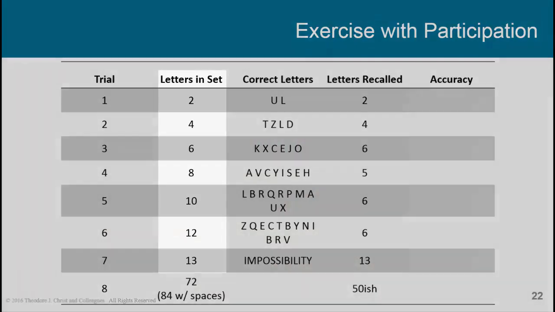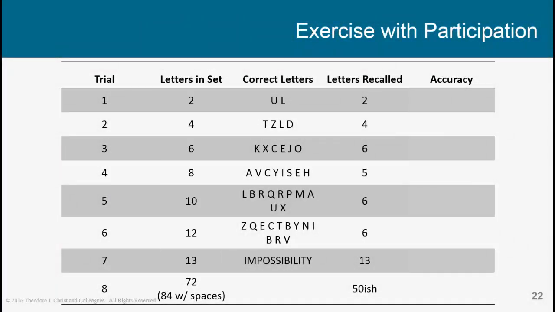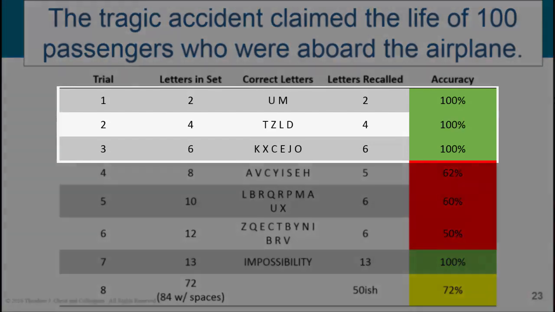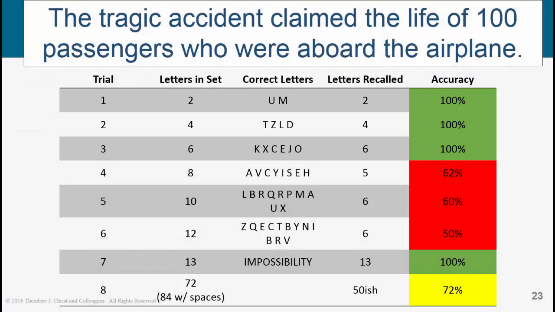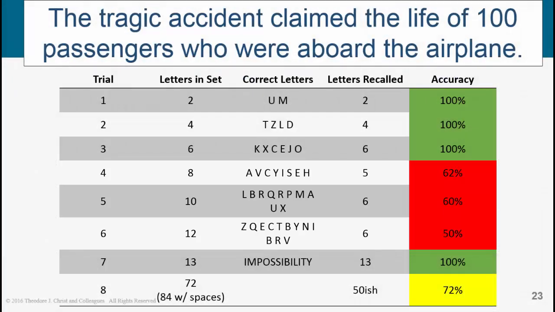Now here are the answers and the number of letters in each of the stimulus set up to 13. You can also see the number of letters recalled accurately by most people. Now here you see that when there are between 2 and 6 stimuli or units of information, people typically responded with 100% accuracy. But once we exceed about 7 units of information, accuracy starts to degrade rapidly. However, what you notice here is that when most people see the word impossibility, they can identify all 13 letters with 100% accuracy. Now, why is that?